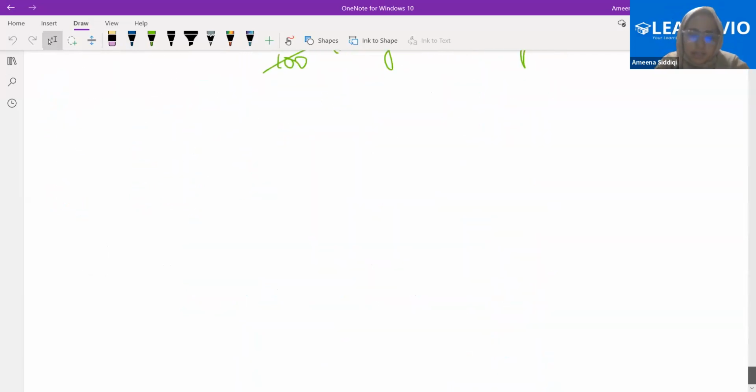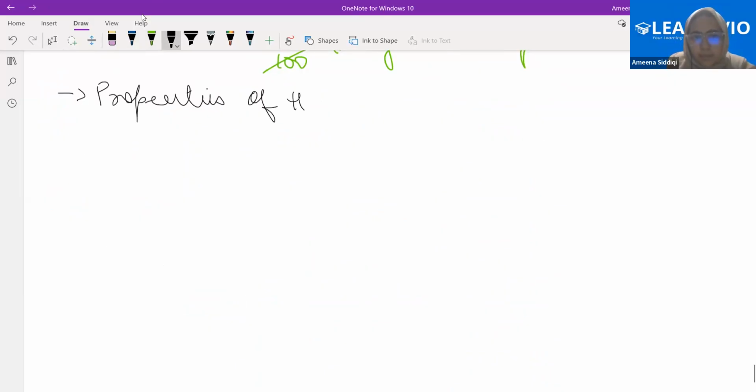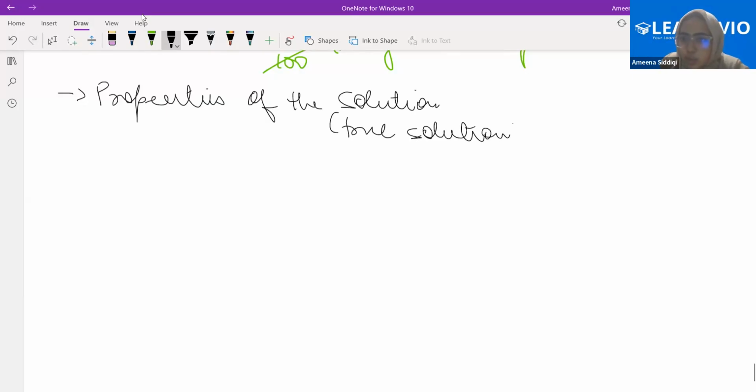Now we'll be discussing very quickly the properties of the solution. Can I assume that you all know that a solution is a homogeneous mixture? At times this can also be referred to as a true solution. So if there's written true solution, please don't get confused. It just means a solution which is homogeneous.